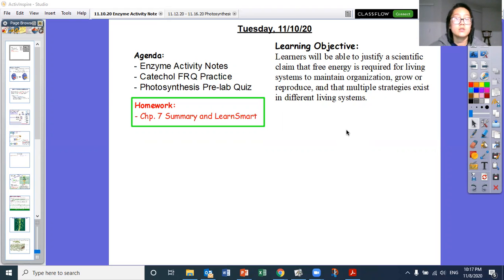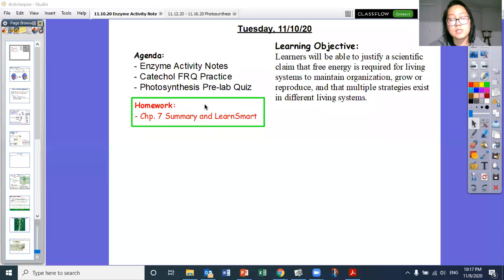So obviously, first things first, the objective is that learners will be able to justify a scientific claim that free energy is required for living systems to maintain organization, grow, or reproduce, and that multiple strategies exist in different living systems. So we're still finishing up enzymes, and we're going to do enzyme activity.